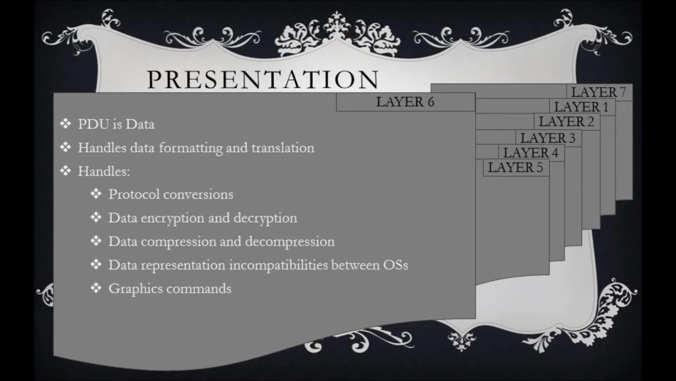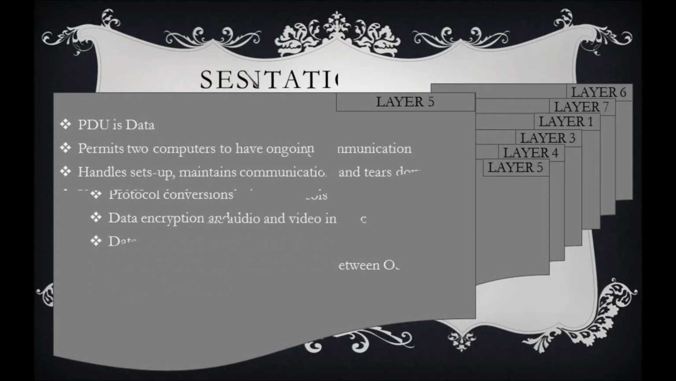Presentation layer, Layer 6. At the presentation layer, the protocol data unit is still just data. The presentation layer handles data formatting and translations. It also handles protocol conversion, data encryption and decryption, data compression and decompression, data representation, incompatibilities between operating systems, and graphics commands.